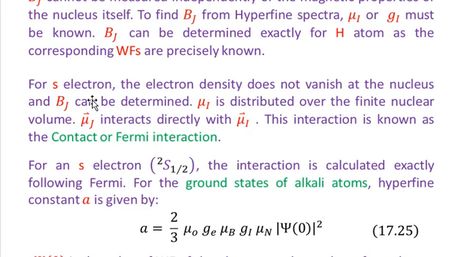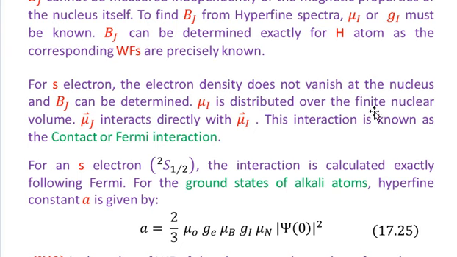For s electron, that is, here I am talking about the s electron of the hydrogen atom, the electron density does not vanish at the nucleus. You can see the plots of the distribution of probabilities related with the s electron for the hydrogen atom in one of the previous lectures, and there you can see that for the s electron, the electron density does not vanish at the nucleus, and Bj can be determined.